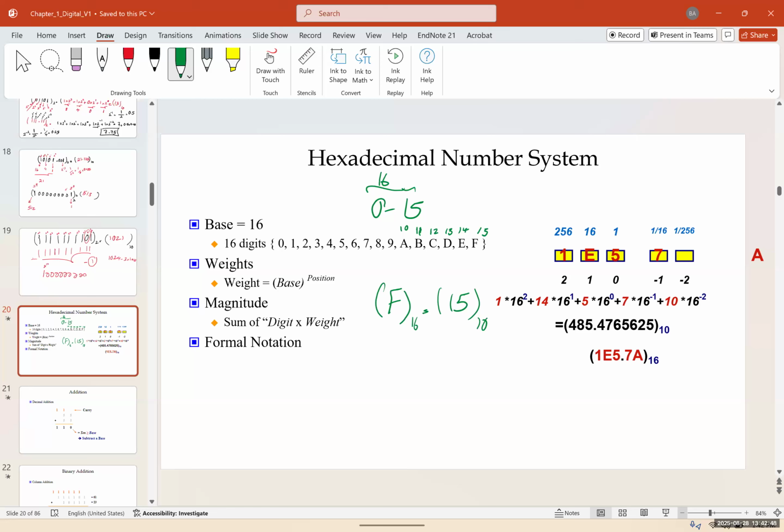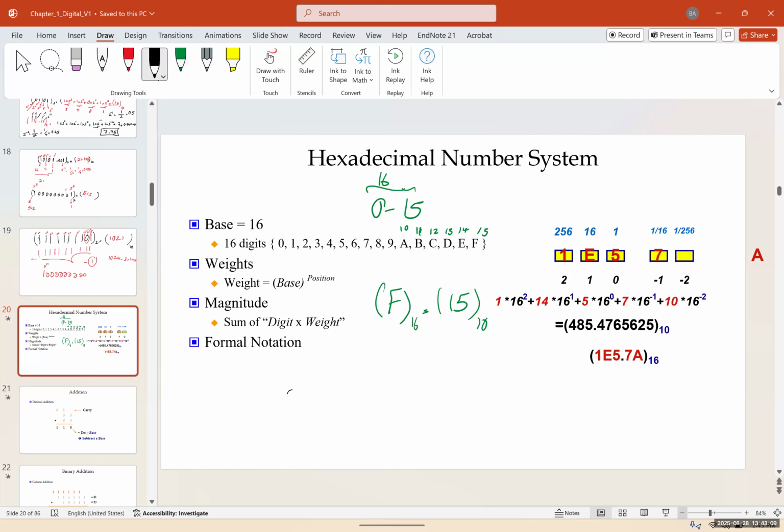So F would be actually 15, and everything else is exactly the same as what we had in a binary system or an octal system or a decimal system. Now, let's solve a couple of practice problems.